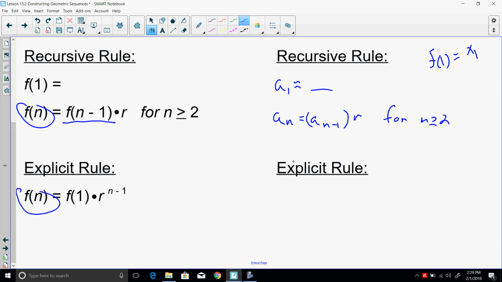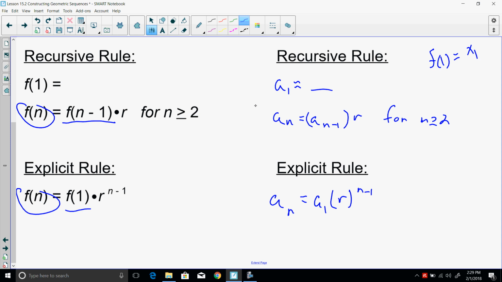So my f of n is going to be a sub n, and that's going to be equal to my f of 1, which is a sub 1. I'll put my r in parentheses here, to the n minus 1 again. So basically what are we doing? We're swapping out a's with f's, and the 1's and the n's go along with it. So that's what they look like in subscript notation.